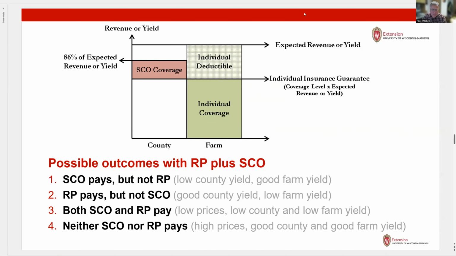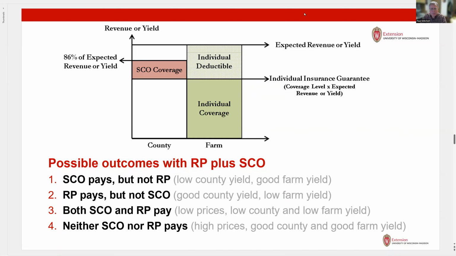There are 4 possible outcomes with SCO added on top of revenue protection. SCO could pay, but not revenue protection. For example, you can have a low county yield and a good farm yield. So a payment is triggered at the county level from the SCO, but you still have good yields. You could also have revenue protection pay, but not SCO. You could have a good county yield, no SCO payments triggered, but you have a low farm yield and trigger a payment. You can have both pay, or you can have neither of them pay.